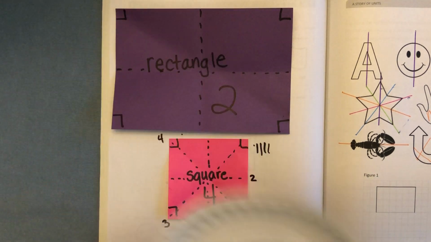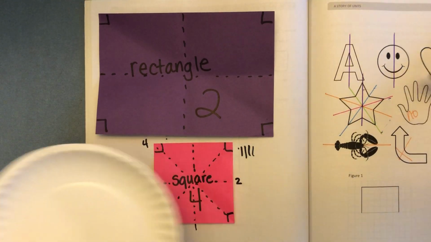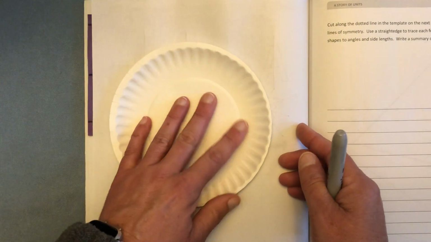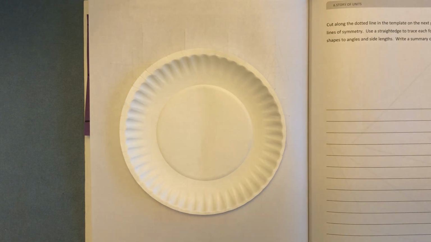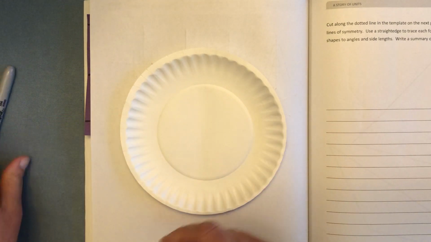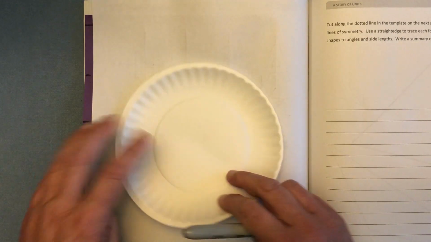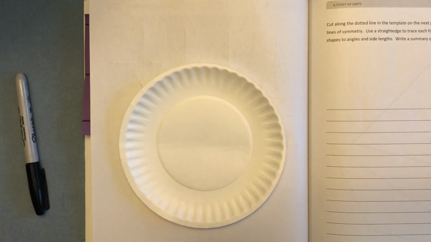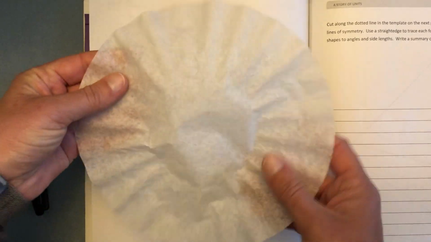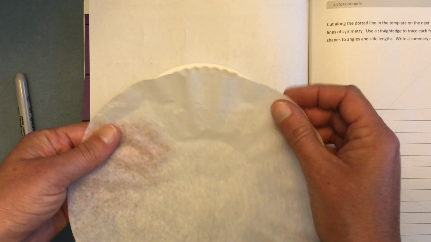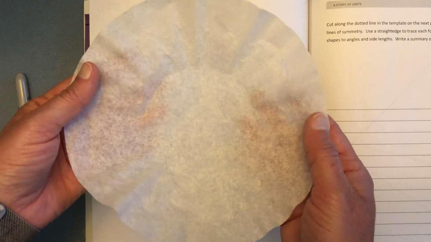Now, one more thing. What about a circle? I've got a paper plate right here. How many lines of symmetry do you think we could find on this paper plate? Well, I'm going to take my paper plate and fold it. You could also use a coffee filter, if your mom and dad drink coffee, which they probably do. Coffee filters sometimes come in a cone. This one is just a regular flat coffee filter.